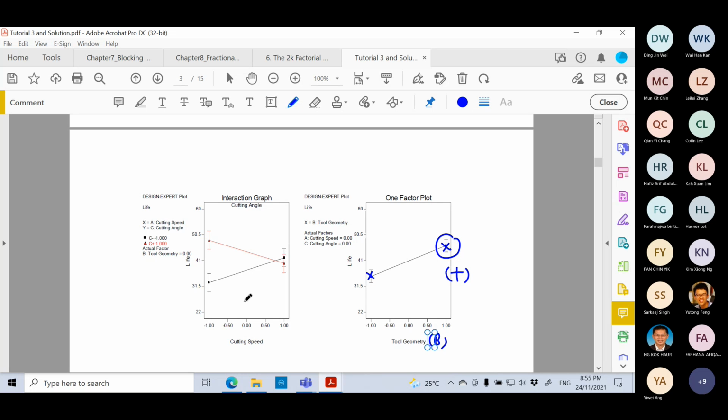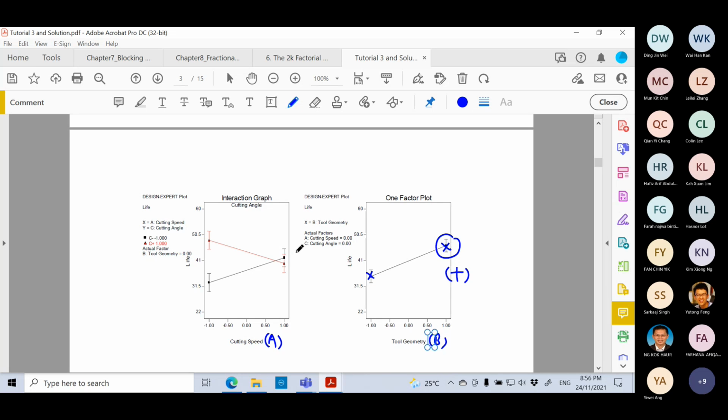So for the interaction, this one, the red color is for the C high level, and the negative is for the low level. For C negative is the low level. The cutting speed here is referred to the factor A. And this one is for the factor C here.